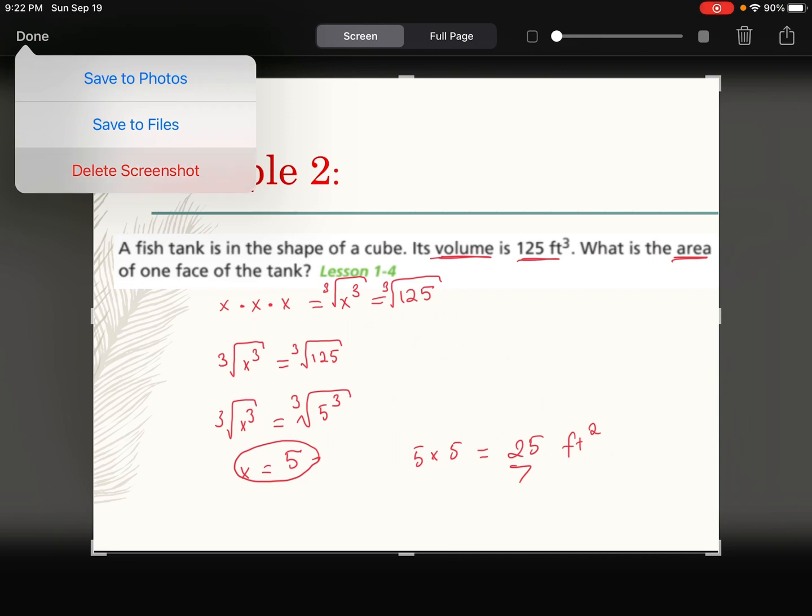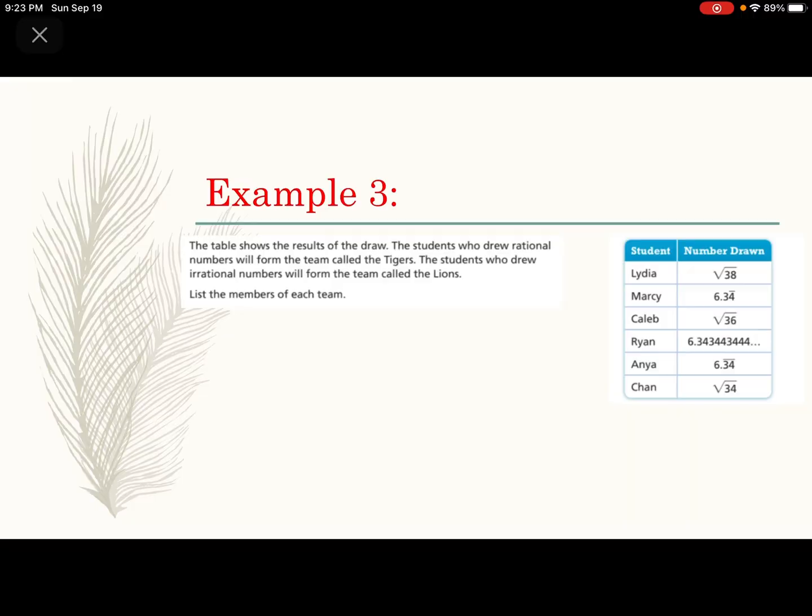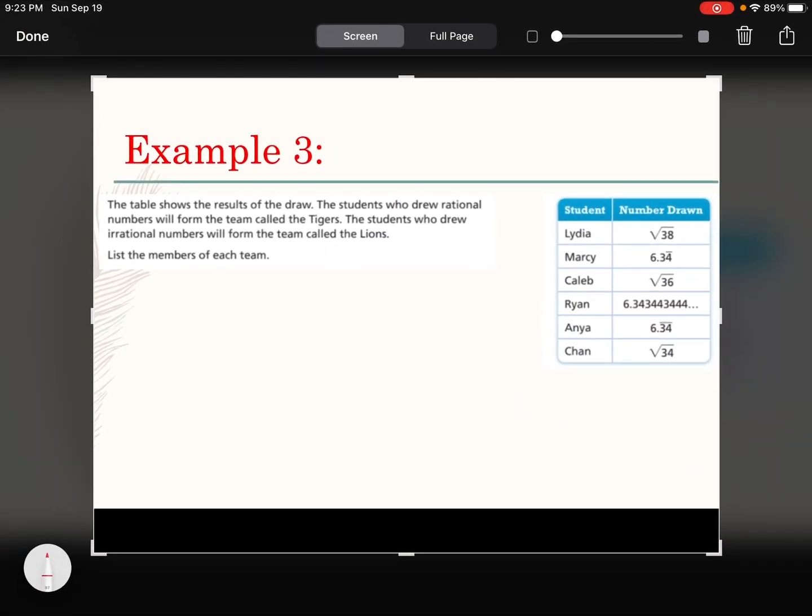I will move on to the next one. Example 3. The table shows the results of the draw. The students who drew rational numbers will form the team called the Tigers. So Tigers, rational, right? The students who drew irrational numbers will form the team called the Lions. So Lions, irrational. Okay. List the members of each team. So guys, we will check one by one. Lydia, square root of 38. Is 38 a perfect square? It is not, right? If it's not a perfect square, it is irrational. So square root of 38 is an irrational number.